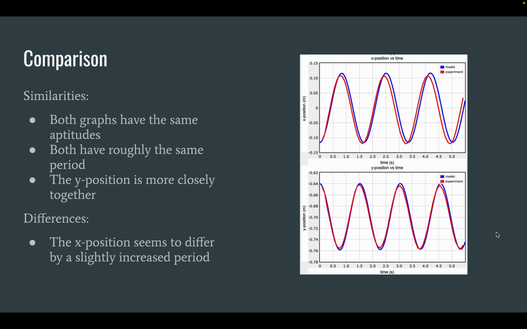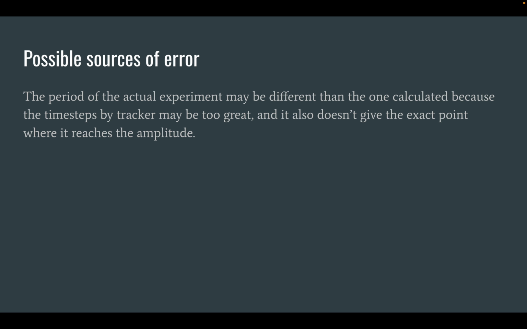Comparison. Both graphs have the same amplitudes. Both have roughly the same period. The y position is more closely matched, and the difference is that the x position seems to differ by a slightly increased period. Possible sources of error: the period of the actual experiment may be different than the one calculated because the time steps by Tracker may be too great, and it also doesn't give the exact point where it reaches the amplitude.